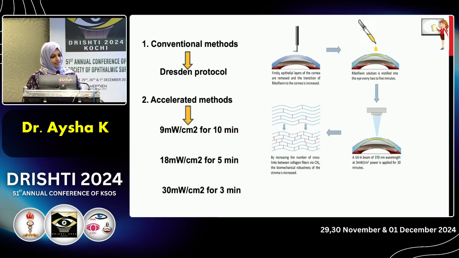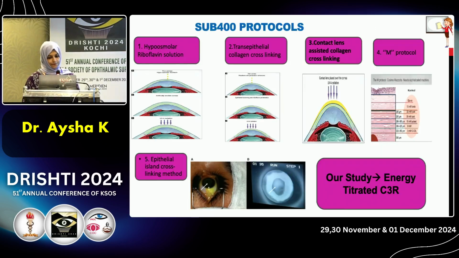The conventional method, also known as the Dresden protocol, involves removing the epithelial layer of the cornea and instilling riboflavin solution every 2 to 5 minutes. Then UVA light of 370 nanometer wavelength at 3 milliwatts per centimeter square is applied over a period of 30 minutes to increase the formation of cross-links. Accelerated methods use a higher intensity of irradiation with a shorter duration.